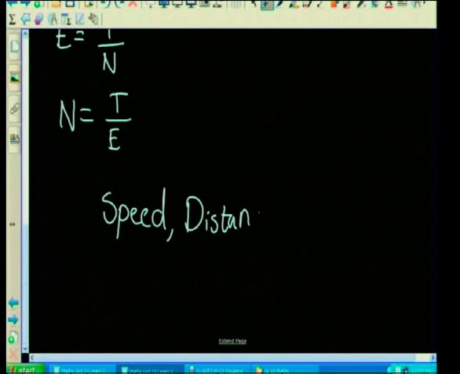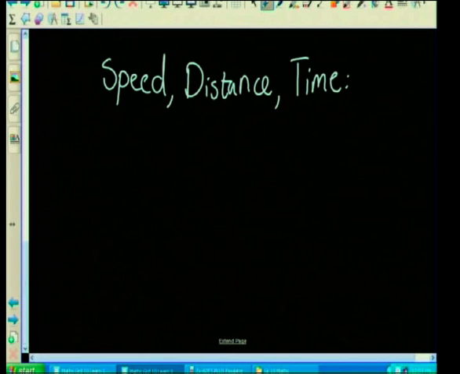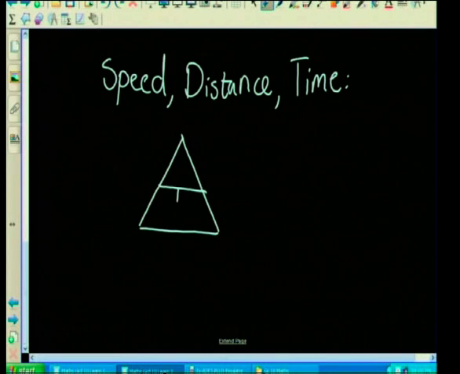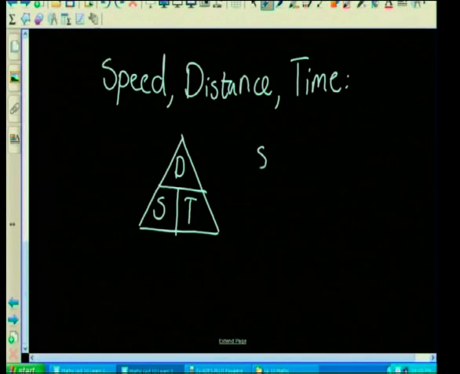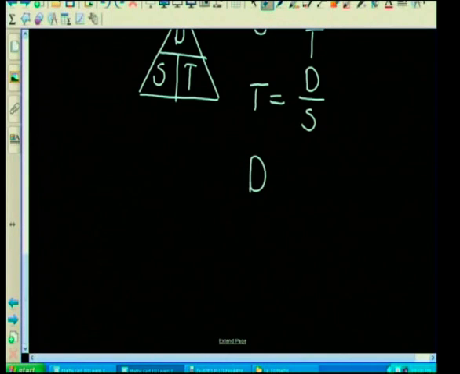And these are our two most common problems: speed, distance, and time, and the money problems. Speed, distance, and time, some of you may have already come across this, where speed is equal to distance over time. So if you want to find your speed, you put your distance over your time. And if you want to find your time, your distance divided by your speed. And if you want to find your distance, you multiply your speed and your time together.